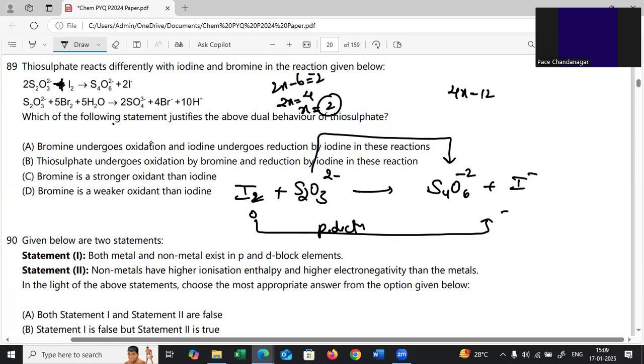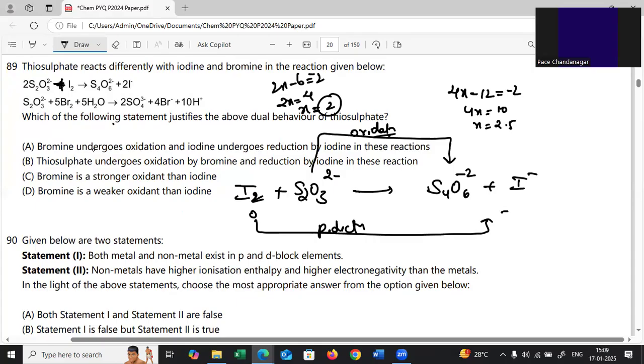Minus 2 times 6 is minus 12, equal to minus 2. 4x is equal to 10. x is equal to 10 by 4, which is 5 by 2, which is 2.5. From 2 to 2.5, you are increasing on the number line. You are going up with oxidation. Now, what is it that they say?